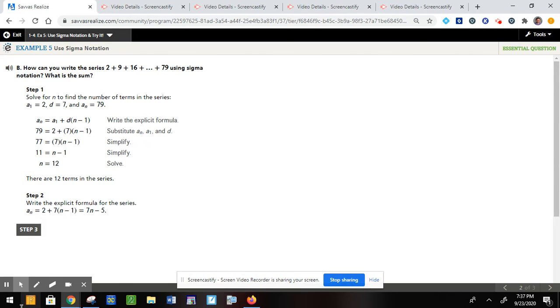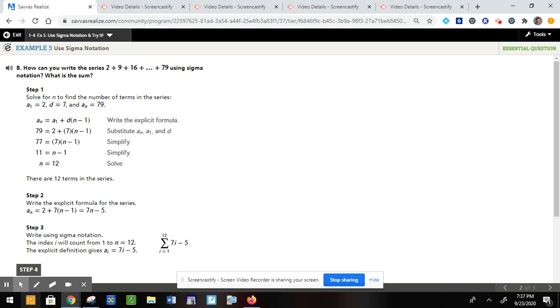You can write out the explicit formula. That's going to give you the expression you're going to use in sigma notation. So 2 is the first term, 7 is the common difference. Distribute the 7, you get 7n minus 7. Negative 7 plus 2 is negative 5. So 7n minus 5 is the expression you use in sigma notation. So here it is all put together.